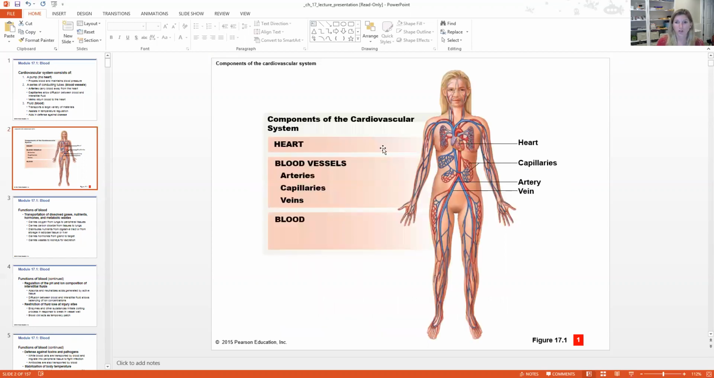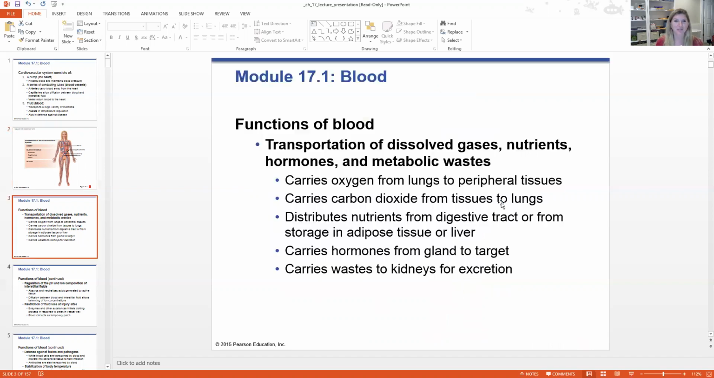So just overall, you'll see the layout of these vessels. Obviously, the heart centrally located, mediastinum, thoracic cavity, etc. And then you have the red for the arteries and the blue for the veins. And of course, where they interchange is the capillaries. So let's talk about the functions of blood.